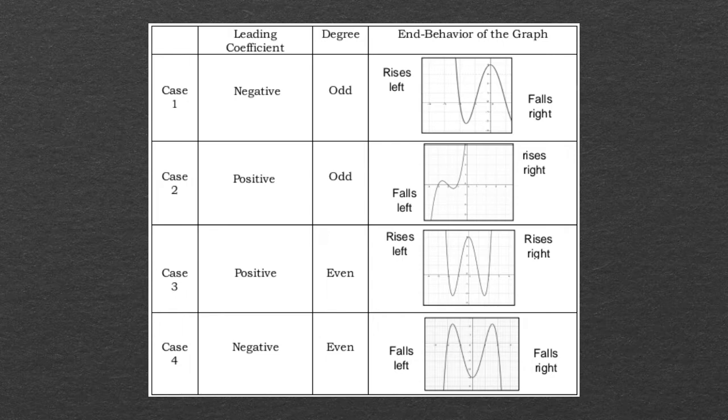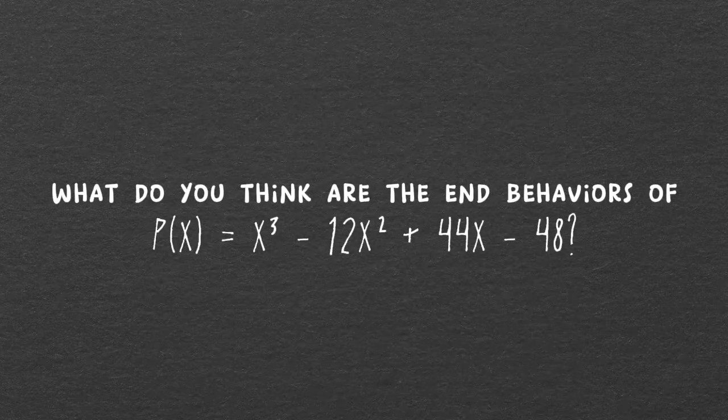Case 4 showed that if the degree of the polynomial is even and the leading coefficient is negative, then the graph falls to the left and also falls to the right. With that being said, let's put our knowledge to test. What do you think are the end behaviors of p of x equals x cubed minus 12x squared plus 44x minus 48?